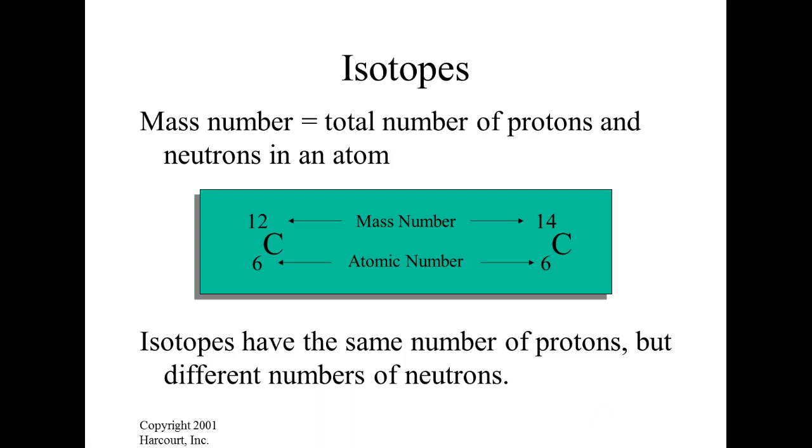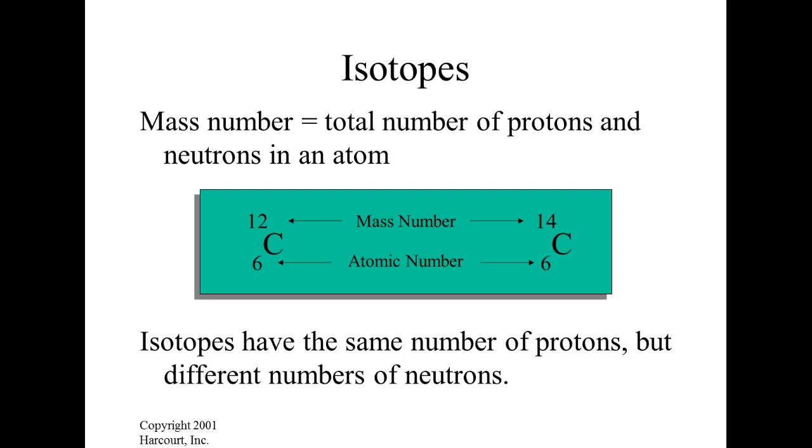Mass number is equal to the protons and the neutrons in an atom. And sometimes we write it like this, especially when we're talking about nuclear reactions. The mass number's on top, and remember, mass is protons plus neutrons. And the number on the bottom is the number of protons, the atomic number.